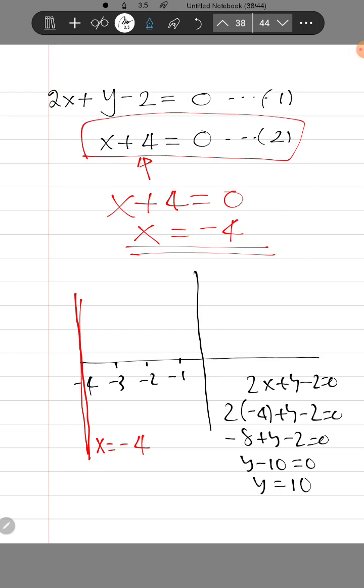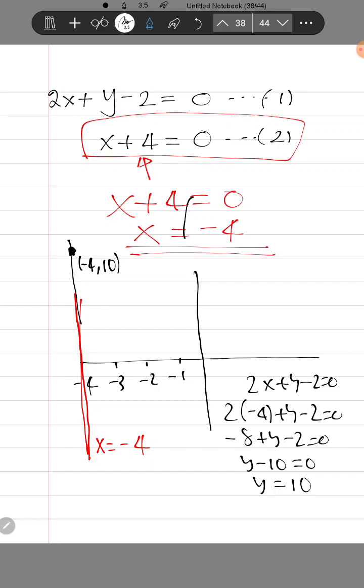So we have x minus 4, y 10. Somewhere here. x is minus 4, y is 10. It's where they intersect.